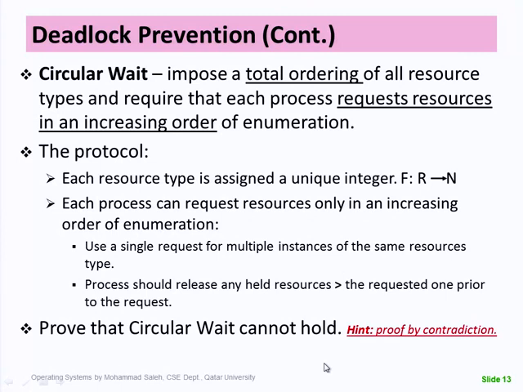Now, the last one is circular wait. How can we prevent that circle from happening? The way to do it is by deploying this way of assigning resources to processes. At the very beginning, we're going to enumerate the resources. We're going to give an integer number for each resource. So all resources have numbers, certain IDs. Now, we're going to use this rule.